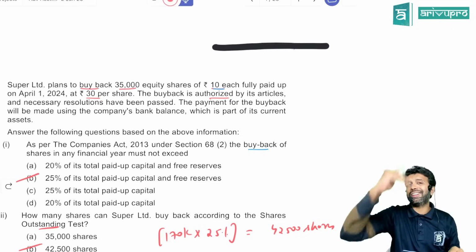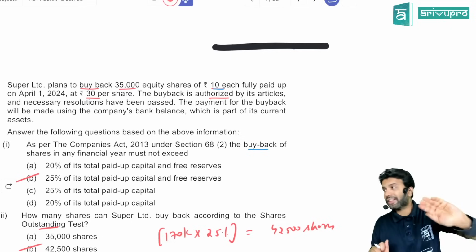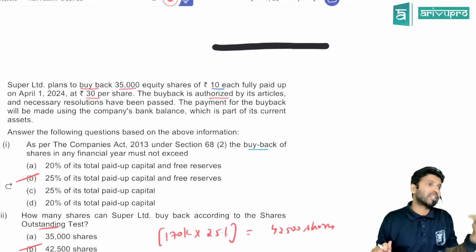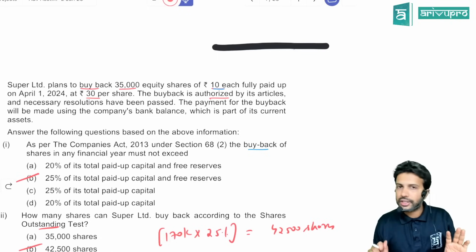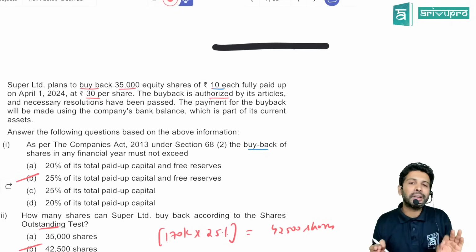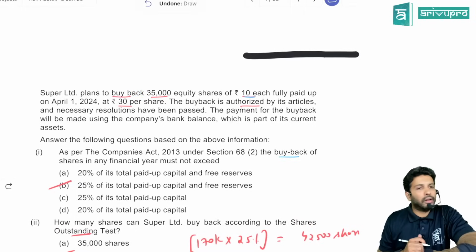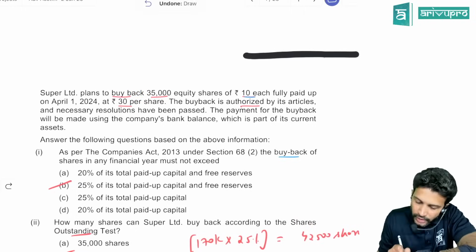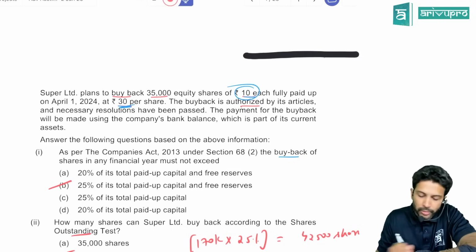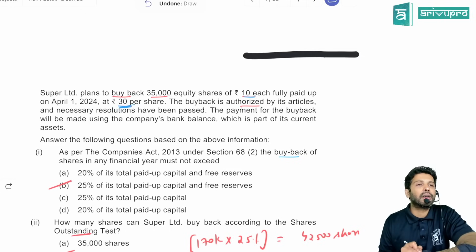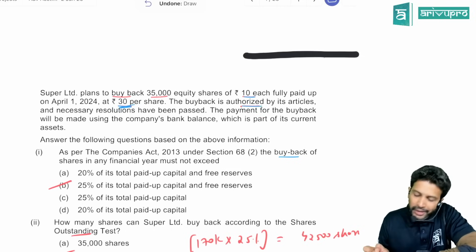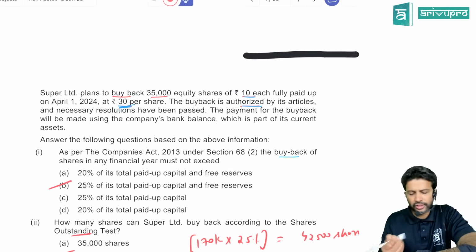In fact, there are 3 conditions you need to test, and you need to take the lowest of the 3 conditions. The lowest of the 3 conditions is what you can buy back as per the Companies Act of 2013. But the company's wish is that they want to buy back 35,000 shares. And the buyback price is how much? Face value may be 10, but the company wants to buy back at 30 per share. The buyback is authorized by the articles, since a resolution has been passed.